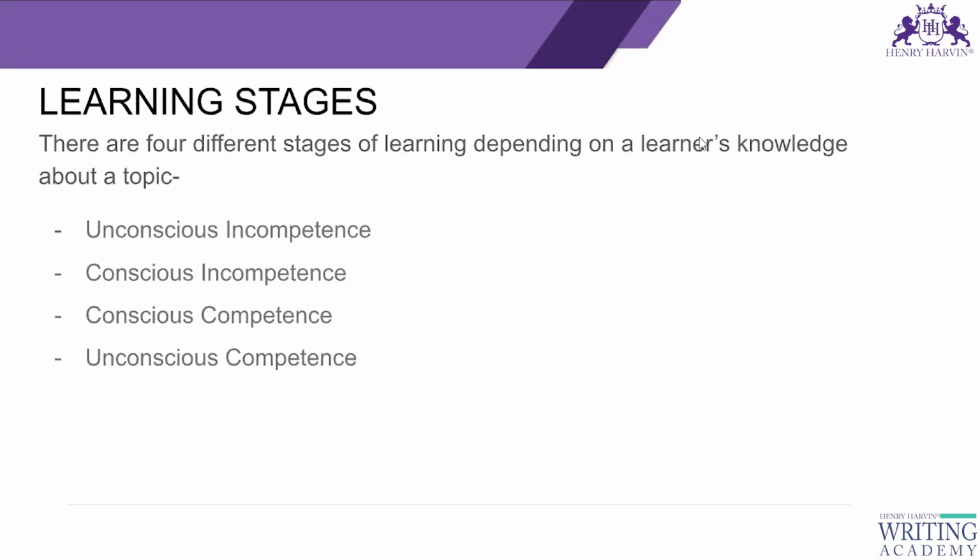The first one is unconscious incompetence. Second one, conscious incompetence. Third one, conscious competence. Fourth one, unconscious competence. These are the four stages that we follow based upon the learning knowledge of the learner. These are the learning stages depending upon the learner's knowledge.